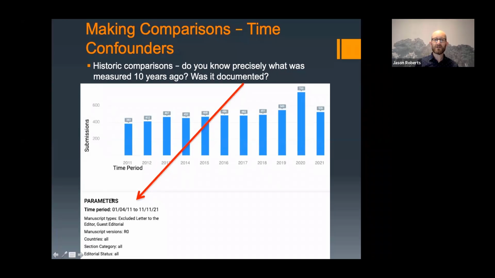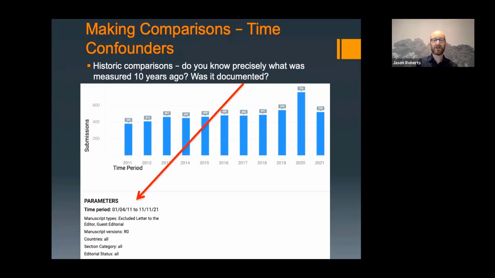Other time confounders: historical comparisons. Do you know precisely what was measured 10 years ago? Was it documented? One of the things that Origin reports is that every single chart that you generate will have a set of parameters, and you can choose to keep that on the chart, as I did in this example here, or otherwise. But the reason I do this is because I want to know, what did I count in this? Maybe when I asked for the number of submissions, my editor said, please exclude letters to the editor and guest editorials, because what I actually want to know is how many original articles, either case reports, review articles, or original research came in. Don't care about letters, don't care about the editorials.